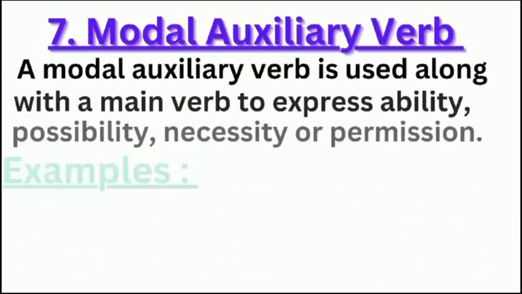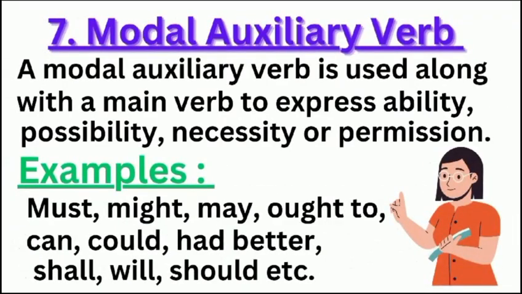7 modal auxiliary verb. A modal auxiliary verb is used along with a main verb to express ability, possibility, necessity, or permission. Examples: must, might, may, ought to, can, could, had better, shall, will, should, etc.